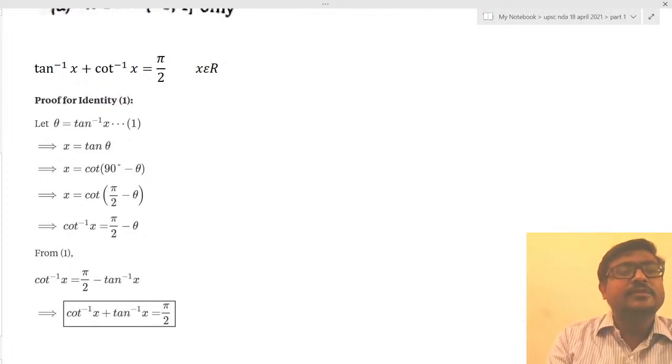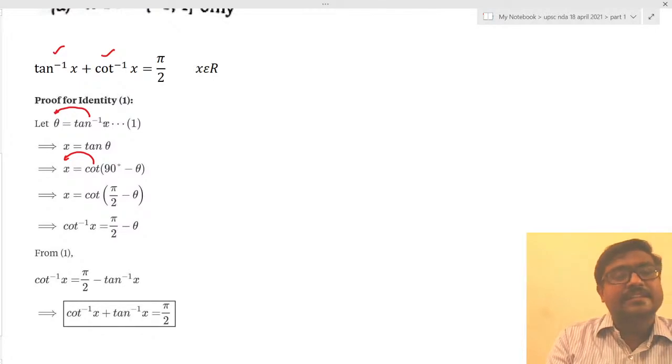Assume theta equal to tan inverse of x. Moving tan inverse to the left side, it becomes tan theta equal to x. Now I want tan and cot to prove it, so I'm changing tan to cot. I write tan theta as cot of 90 minus theta. Now I need cot inverse, so I move this x to the other side. This 90 can be written as pi by 2, so cot inverse of x equals pi by 2 minus theta.